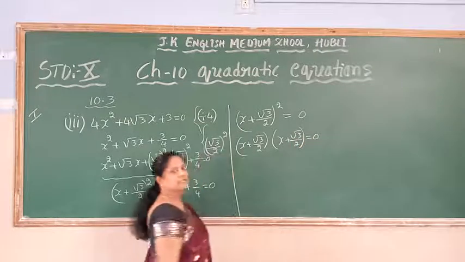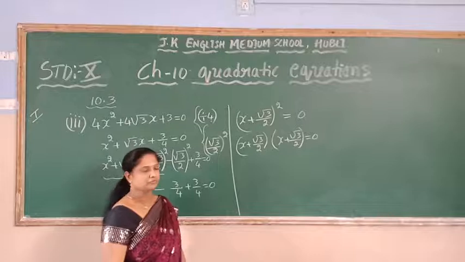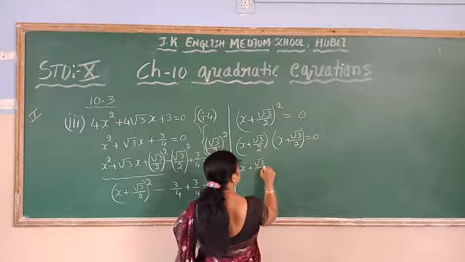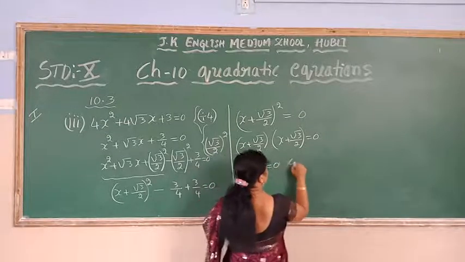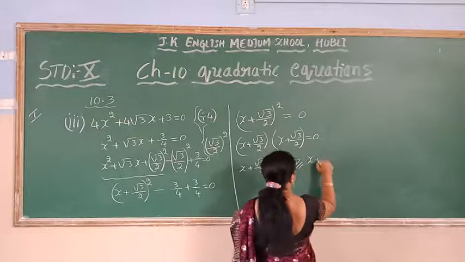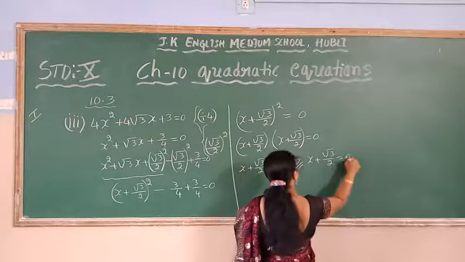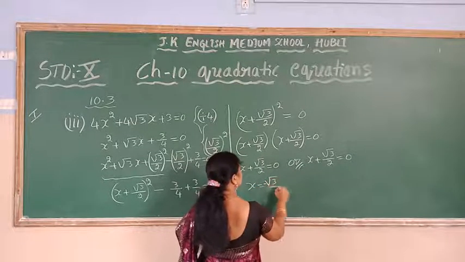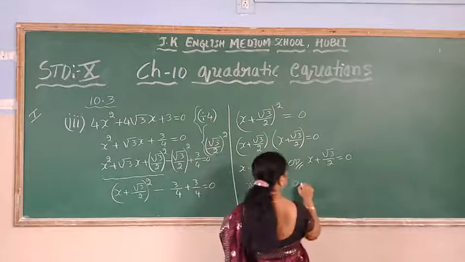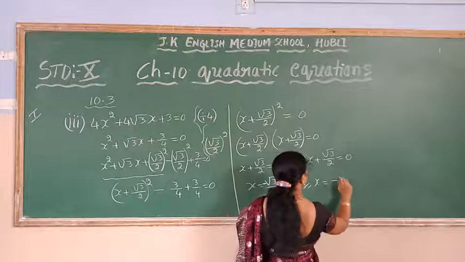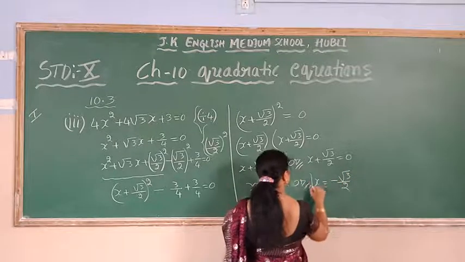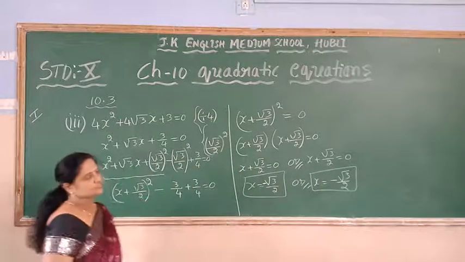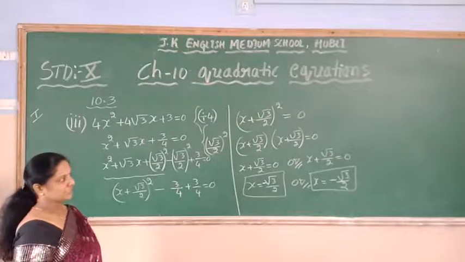I can write it in double type. Power 2 means I have to multiply 2 times. So now both equal to 0. Both roots are equal. x plus root 3 by 2 is equal to 0, or another one, x plus root 3 by 2 is equal to 0. x is equal to minus root 3 by 2. Then x is equal to minus root 3 by 2. So equal roots you got. Earlier you got distinct, different roots, but here you got the same two equal roots. Okay children, write down this much.